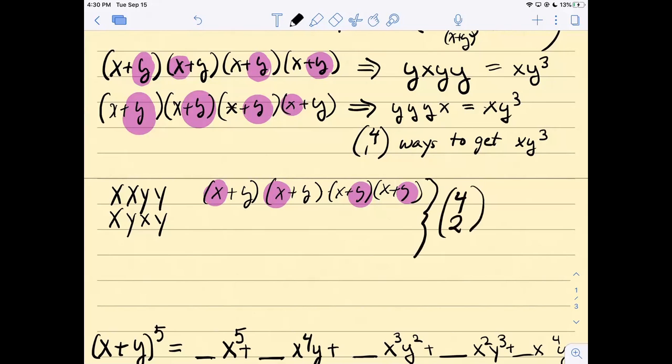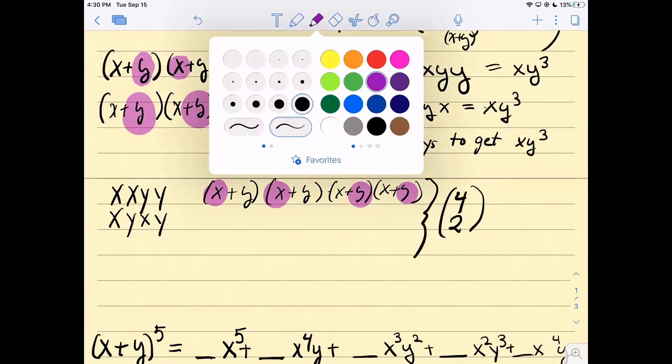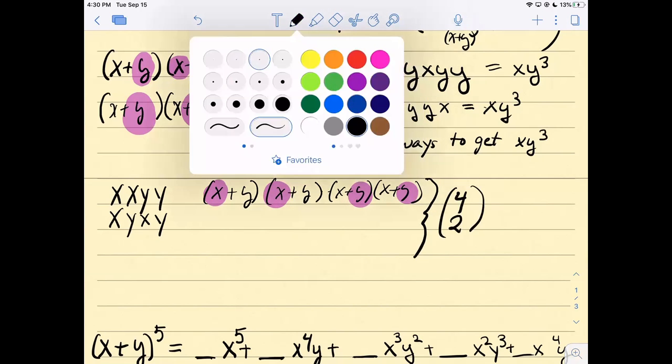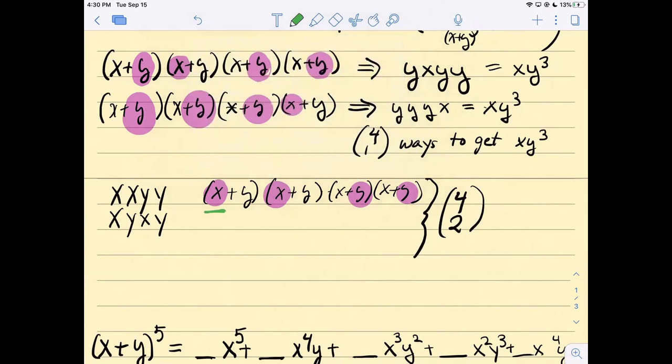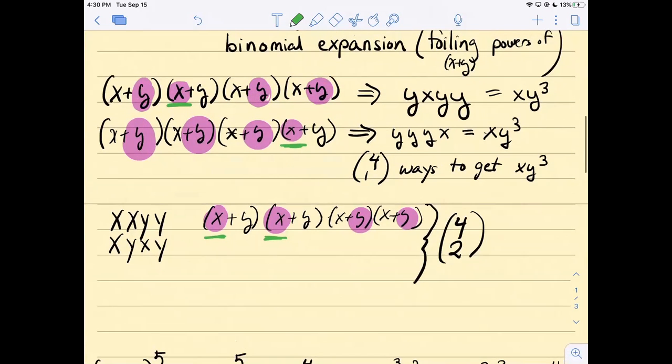You can also alternatively think of this as: pick the 2 terms that have your x, and then the other ones automatically pick a y. Here, pick the 1 term that has the x, and then make the other 3 automatically have y's. So the number of ways to get x y to the third is 4 choose 1. The number of ways to get x squared y squared is 4 choose 2.